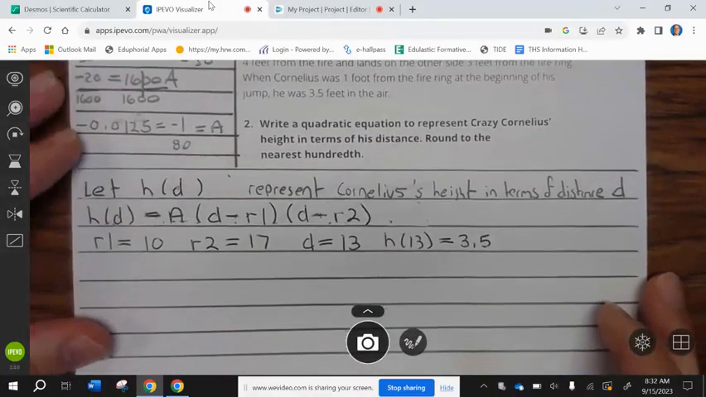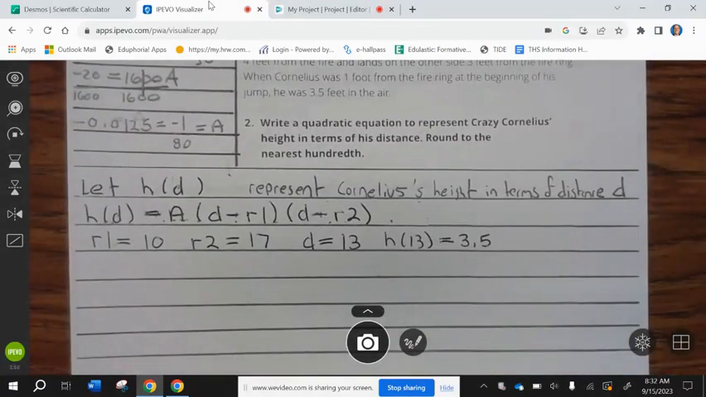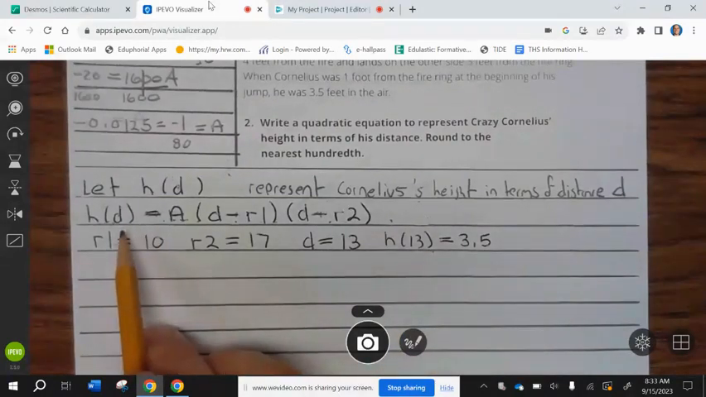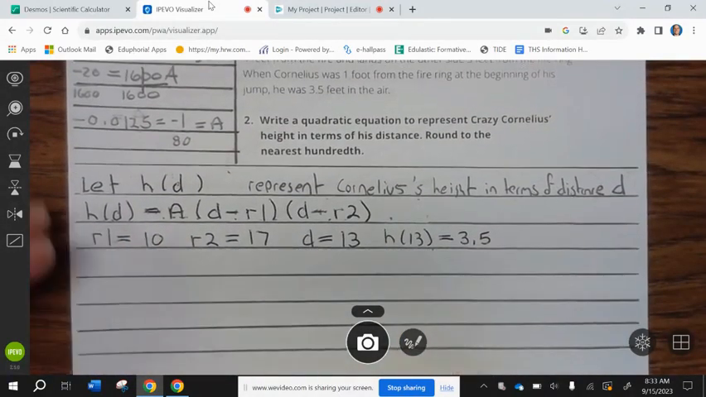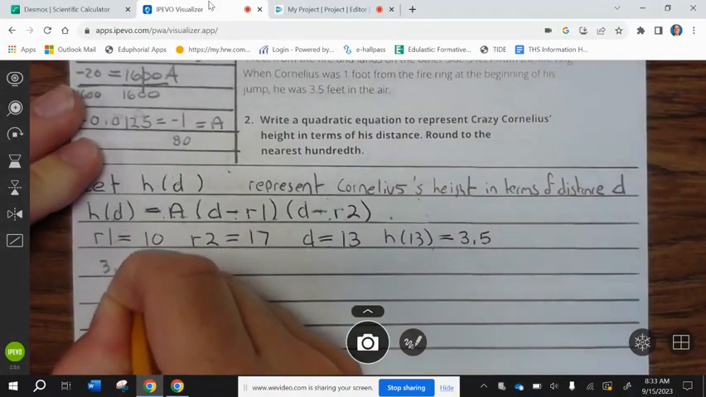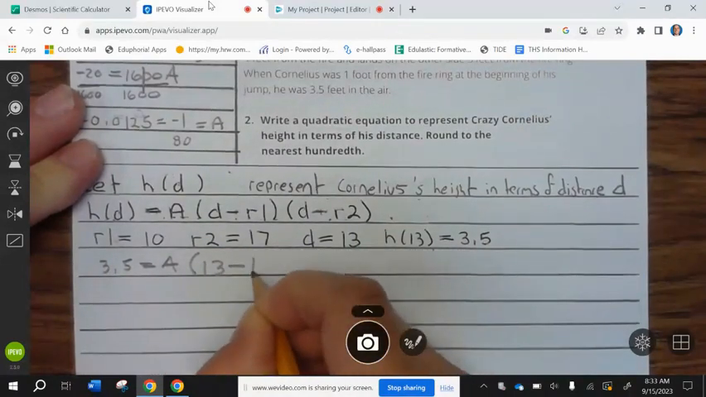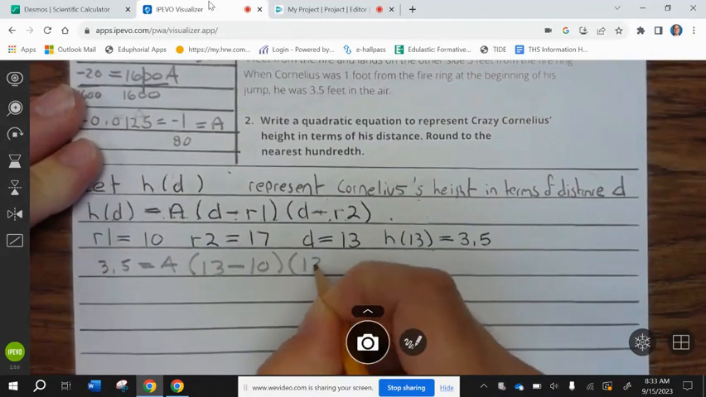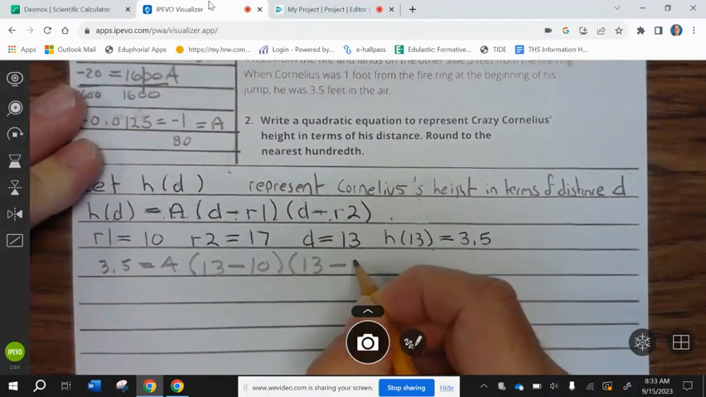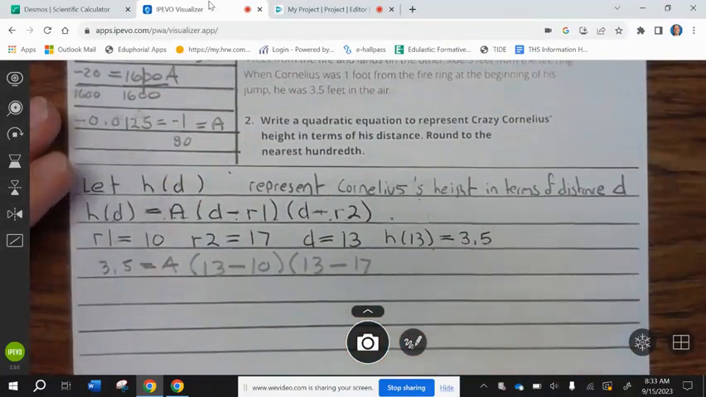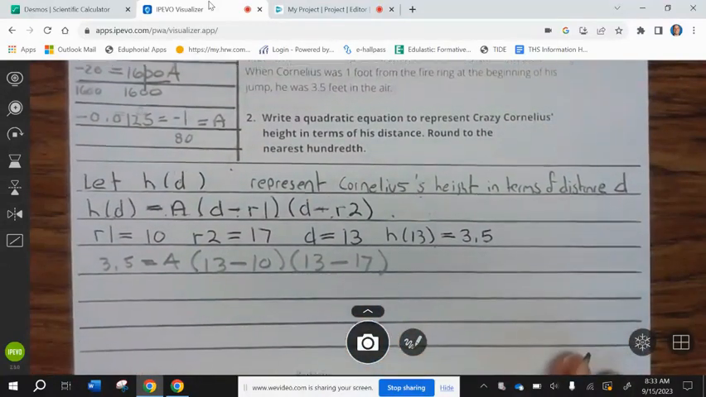Okay, so let h of d represent Cornelius' height in terms of distance d. h of d equals a parentheses d minus r1 parentheses d minus r2, where r1 is 10, r2 is 17, d is 13, h of 13 is 3.5. Okay, so we're going to plug these numbers in, solve for a, and now we have our equation. So 3.5 equals a parentheses d is 13 minus 10 parentheses 13 minus 17.